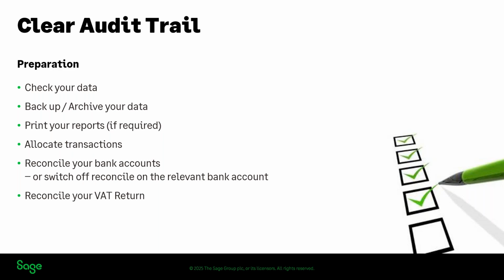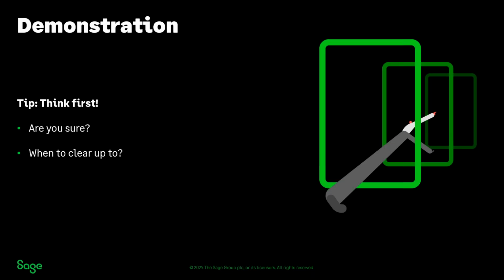Right, let's get stuck into some demonstrations then, just to have a look at what the process looks like. I've got two tips on the screen, and I can't emphasize this one enough: think first. So think about what you're about to do. Two things I would want you to have a good think about: first of all, are you sure you want to clear the audit trail? Remember, it's optional. That's the key thing with clear audit trail. It is optional.